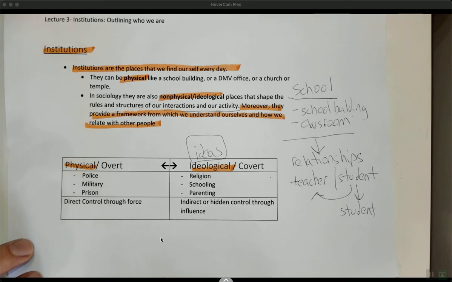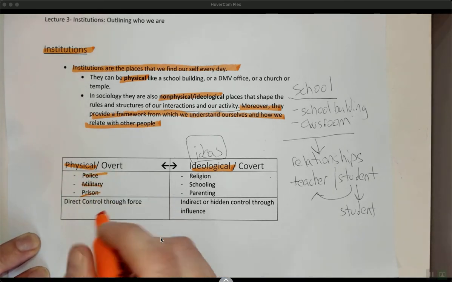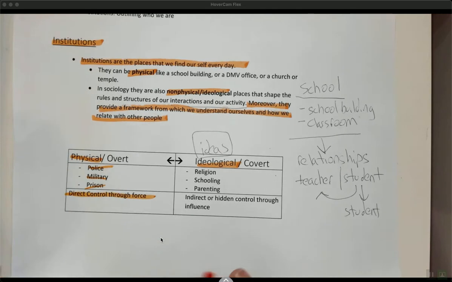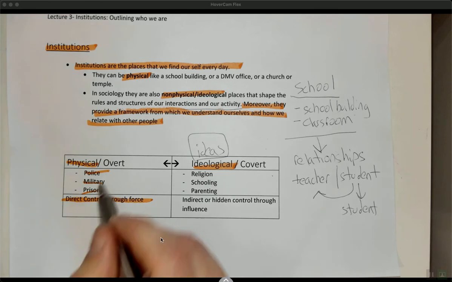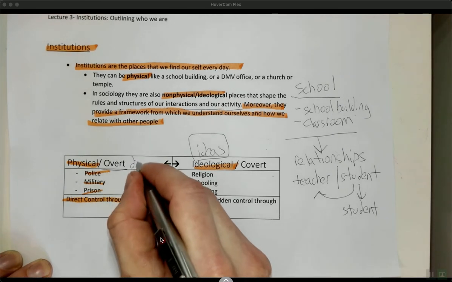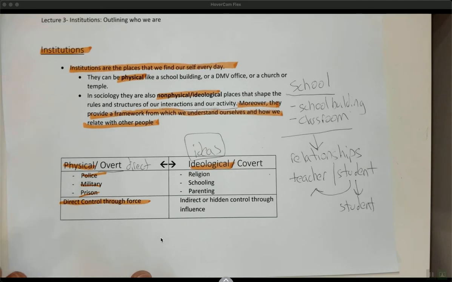So if we think about systems of control, so for instance, military, prison, or the police, these are more physical. These are direct control through force. So when you think about being controlled or directed, physical things like police or prison are direct ways that we're controlled. Overt or direct. Okay. So if you're thinking about doing something illegal, for example, some direct force that might stop you might be something like the threat of the police.